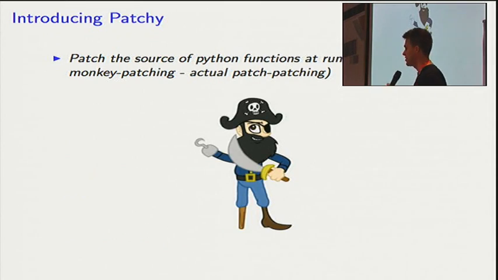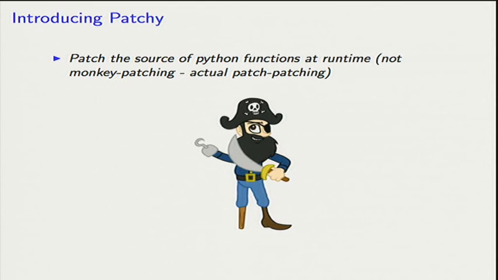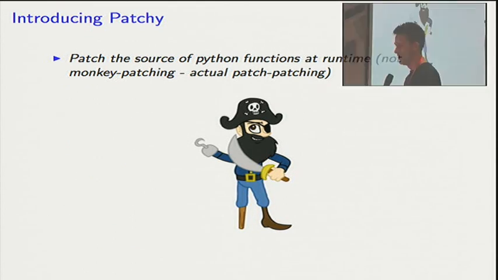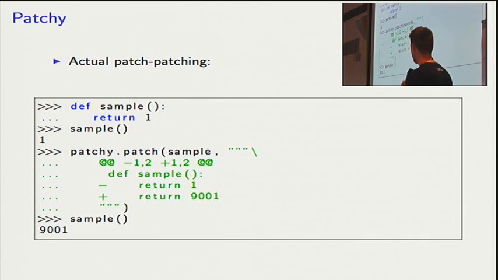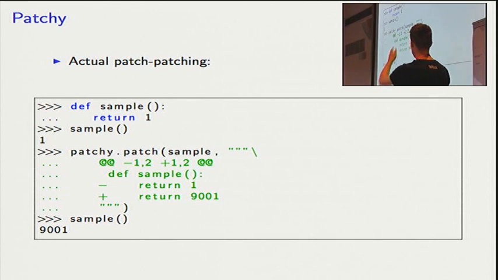Introducing Patchy, which is a slightly better way to do this. The simplest explanation I found is that you can patch the source of functions at runtime, and by that I mean not monkey patching, but patching, like with a patch file which people used to email around. So here's a quick example. We define this function. It's got 2 lines. It always returns 1. Simple.